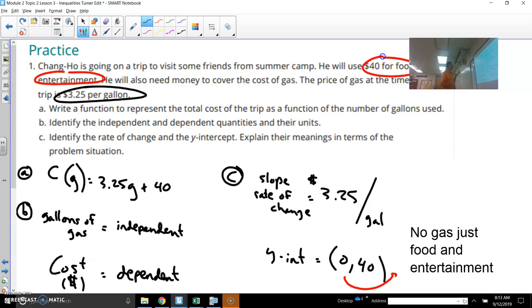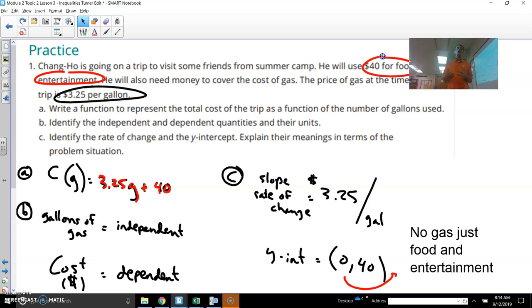And so when we set up part A, write a function to represent the total cost, I set up a cost function based on the number of gallons of gas. So I chose C of G. And we've got our $3.25 per gallon here. And then we also have the fact that he plans on spending $40 on food and entertainment. And so the idea of the gallons is the independent, because he could buy 1 gallon, could buy 2 gallons, could buy 3. But the cost really depends on how many gallons he gets. And so that's how we determine what is the independent and what is the dependent.